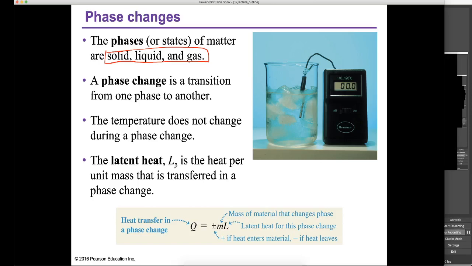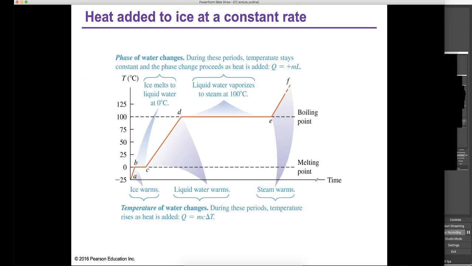So latent heat, L, is the heat per unit mass that is transferred in a phase change. So the heat transfer in a phase change equals mL, where m is the mass of the material and L is the latent heat for this phase change.